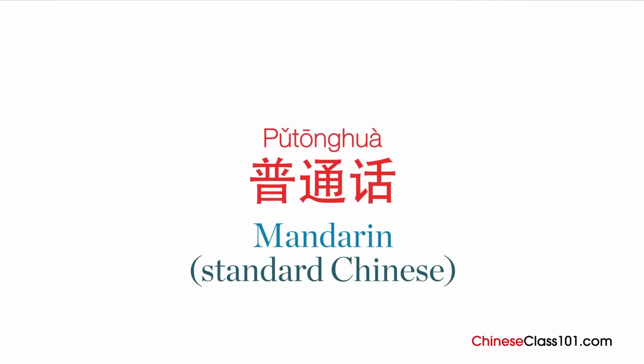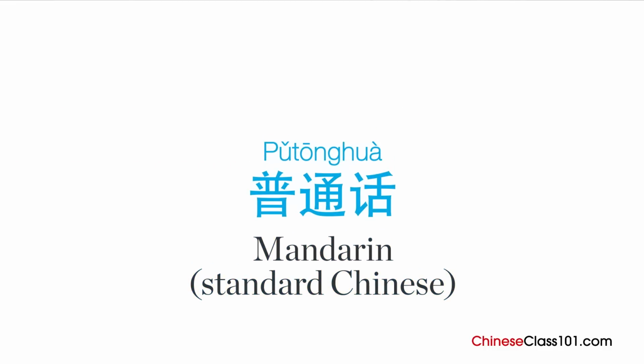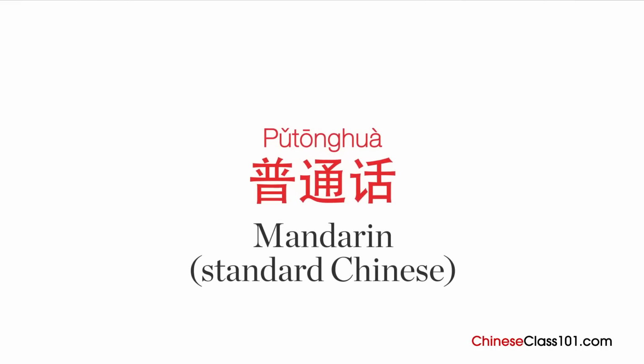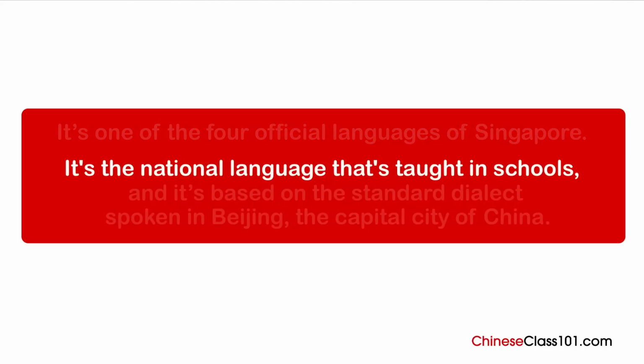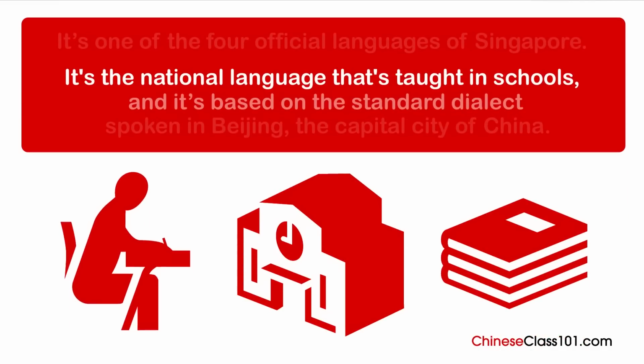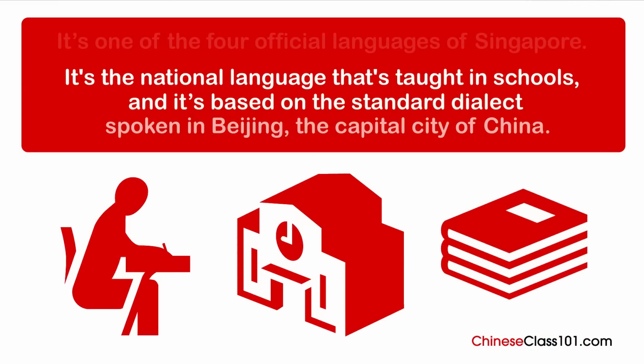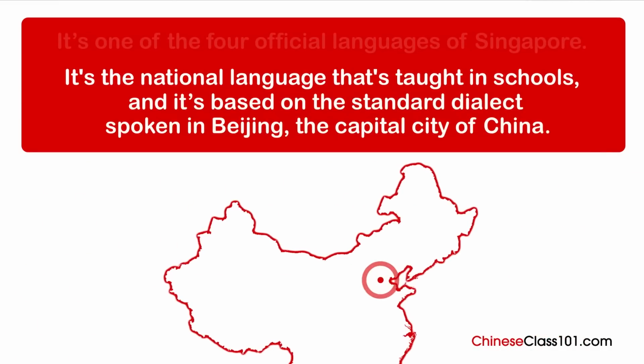Mandarin, also known as Standard Chinese, 普通话, is the official language of mainland China and Taiwan. It's also one of the 4 official languages of Singapore. It's the national language that's taught in schools, and it's based on the standard dialect spoken in Beijing, the capital city of China.